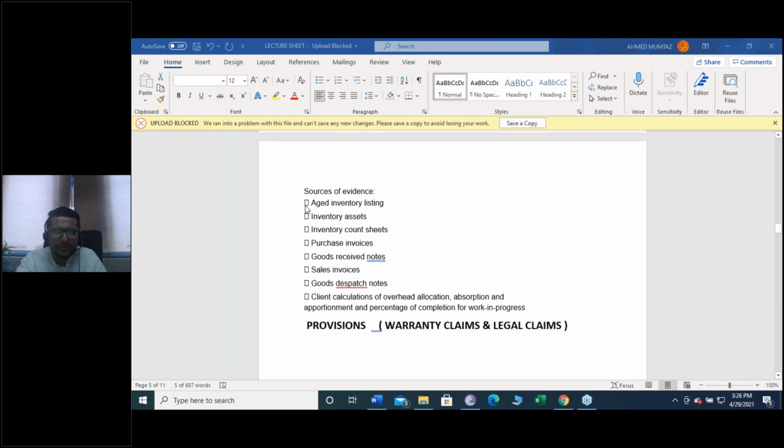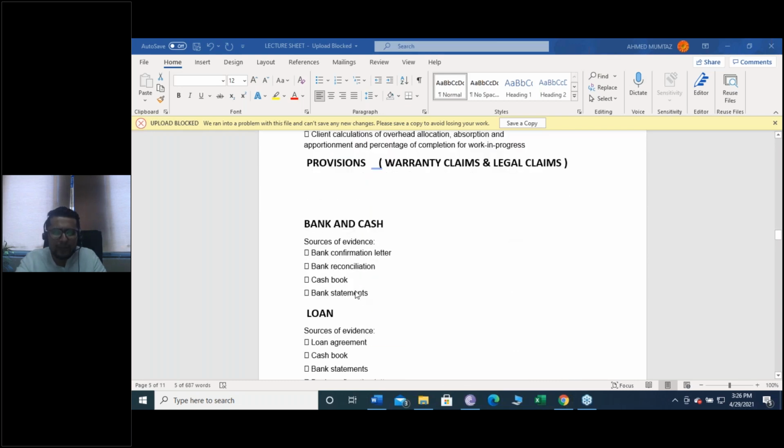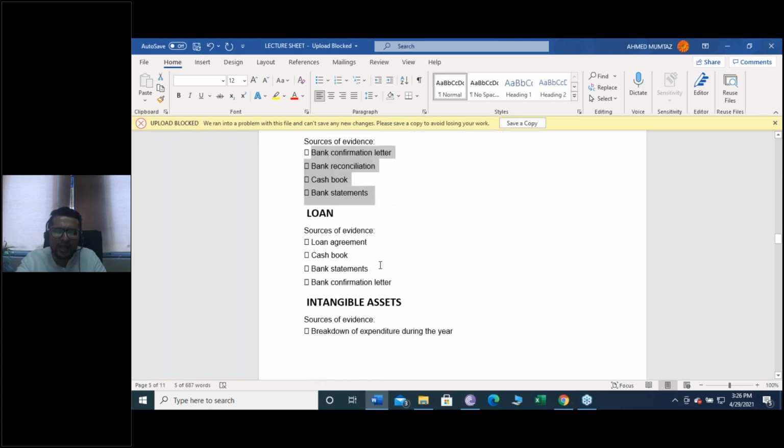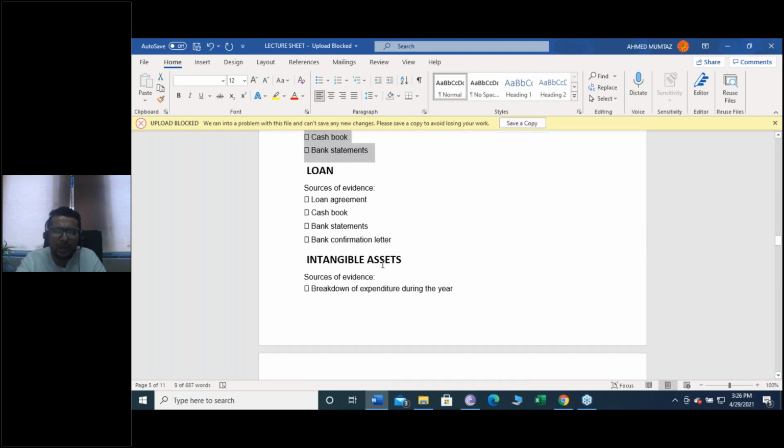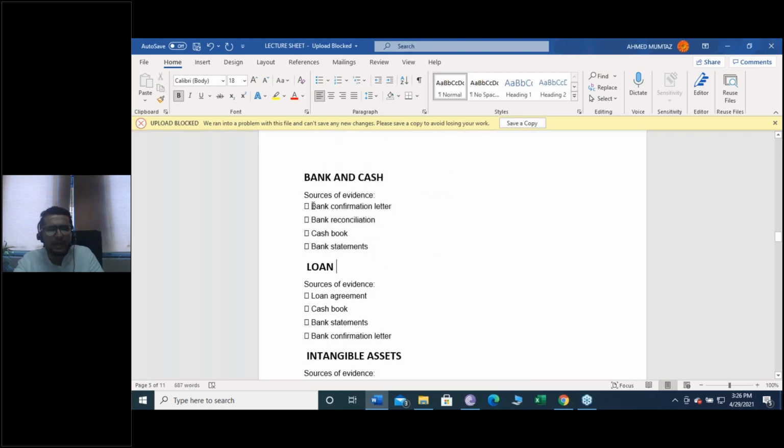Similarly, you can verify the procedures for inventory, the bank and cash. Let's quickly talk about bank and cash. I would like to move to a past paper question and I need to wrap it up. What about bank and cash? In order to verify bank and cash, a very important source of evidence is the bank confirmation letter. It's a letter directly obtained by the auditor from the bank. Another very important source of evidence is the bank reconciliation performed by the client.